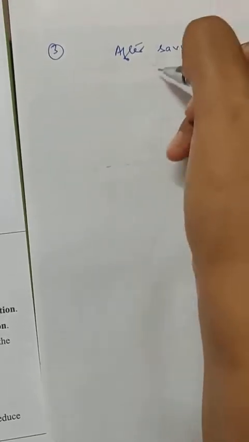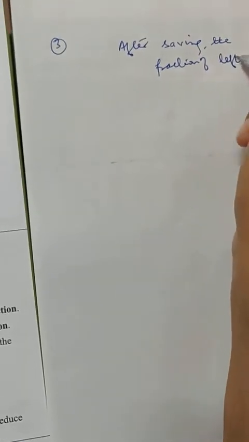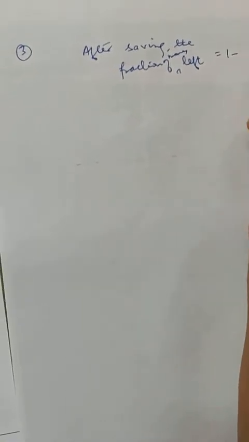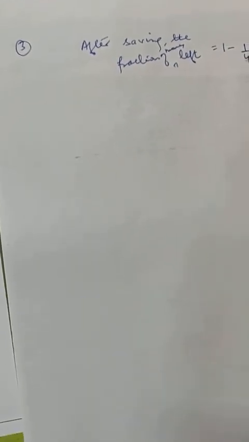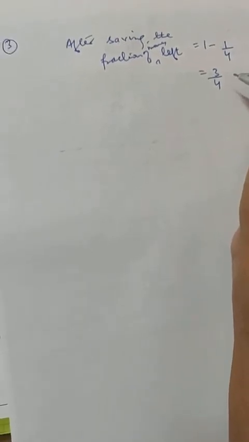So after saving, what was left? We are doing question number 3. After saving, the fraction of money left will be 1 minus 1/4. You will get 3/4. This is the money which is left after saving.